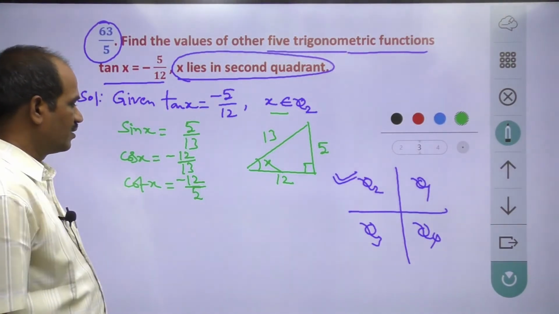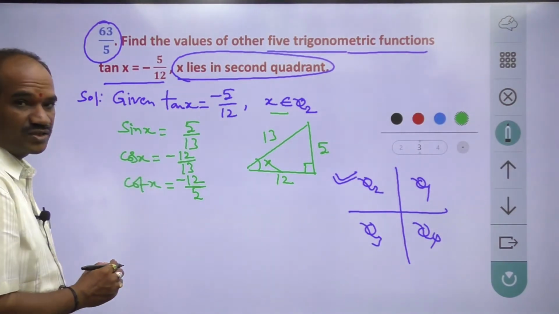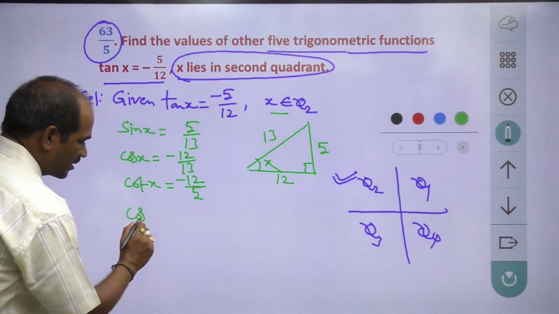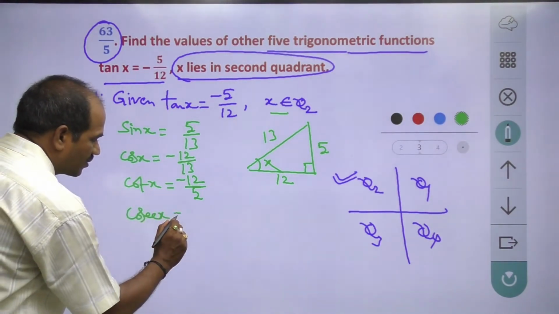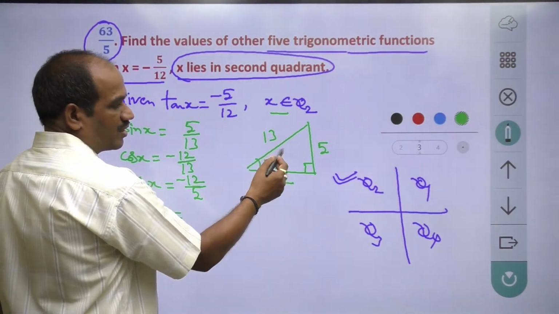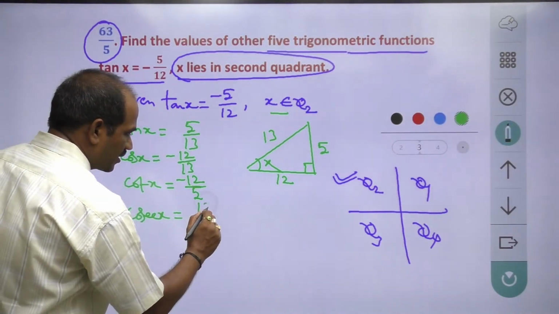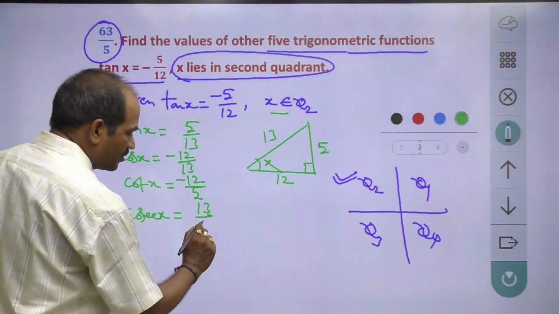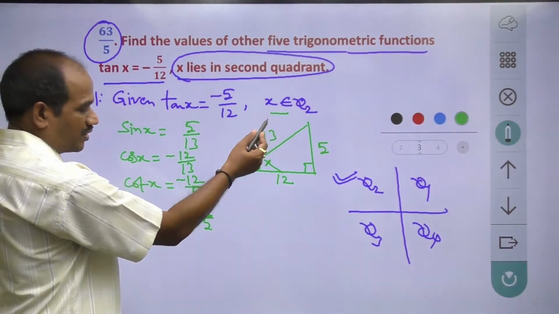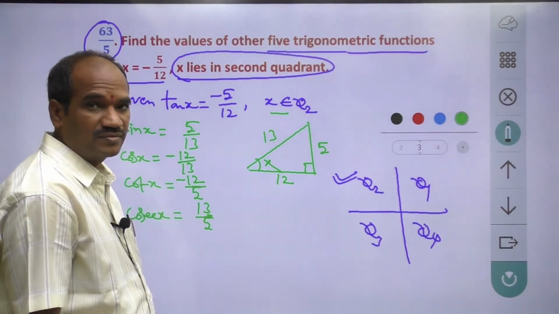Next, cosecant and secant. Cosecant x is equal to hypotenuse by opposite side. Hypotenuse value is 13, and the opposite side value is 5, so that is 13 by 5. In the second quadrant, cosecant x is a positive value.